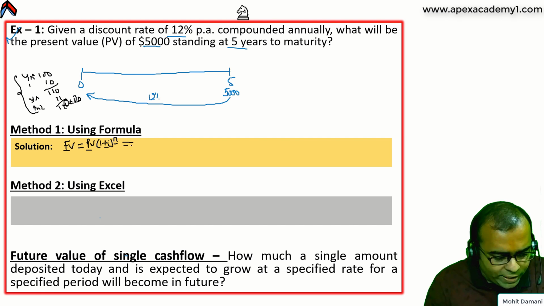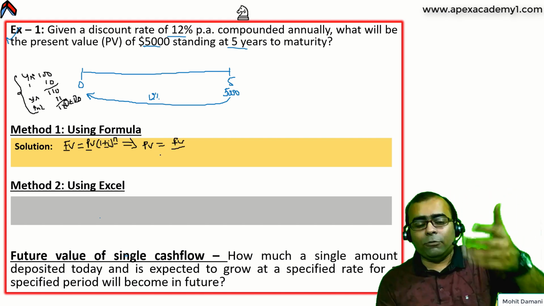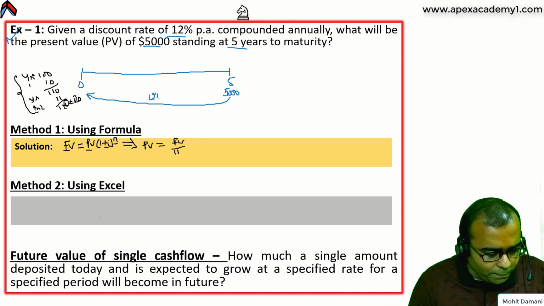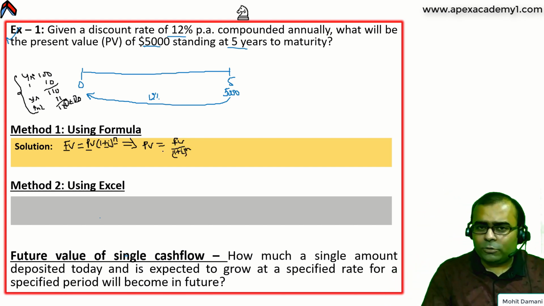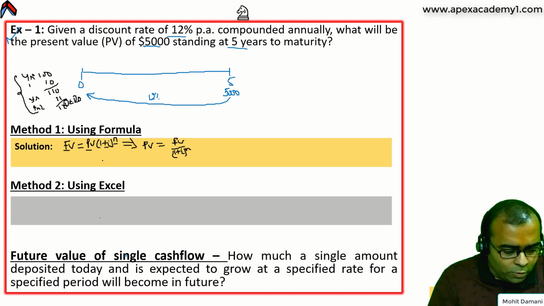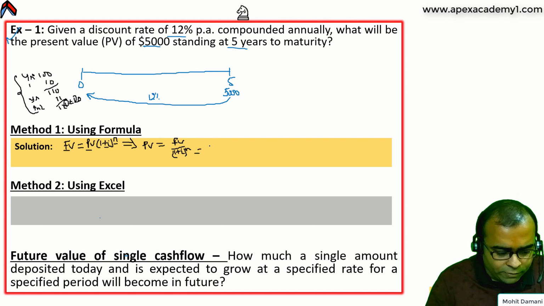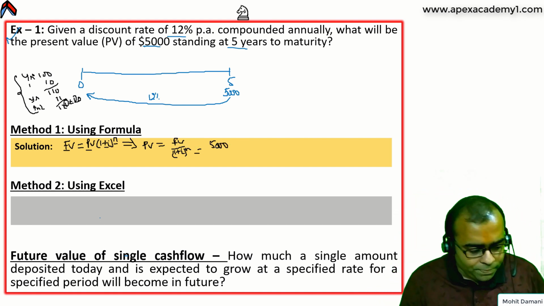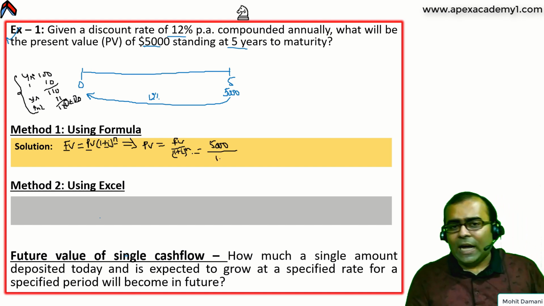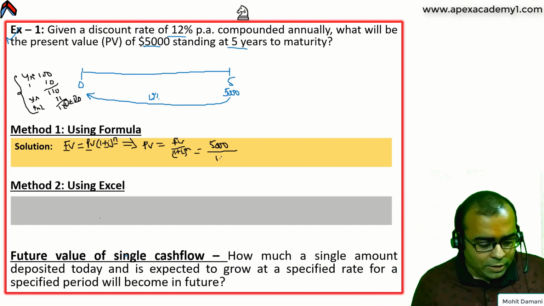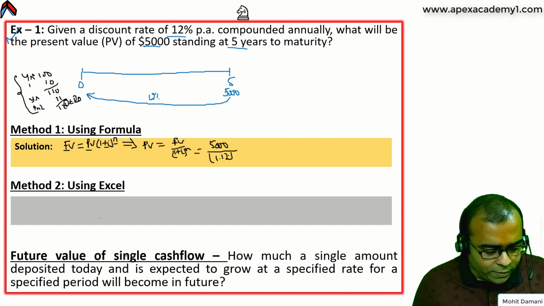So I would like to tweak this formula in my favor, and that is PV is equal to FV, which is the amount standing at a future point of time, divided by (1 plus i) to the power n. So PV is equal to FV over (1 plus i) to the power n. Now if I apply this formula again with numbers, that means 5,000, which is standing at a future point of time, divided by 1.12. See, 1 plus i here indicates it is in decimal, so 1.12 to the power 5.